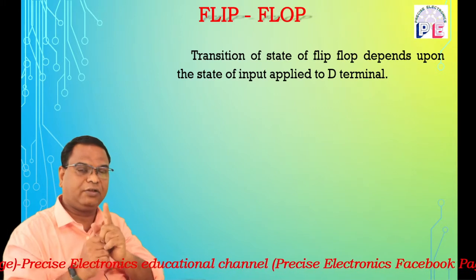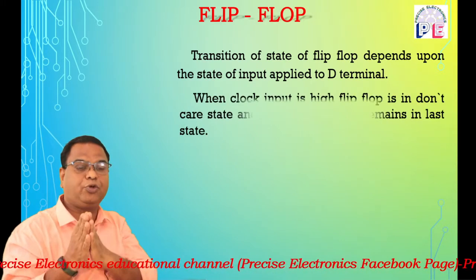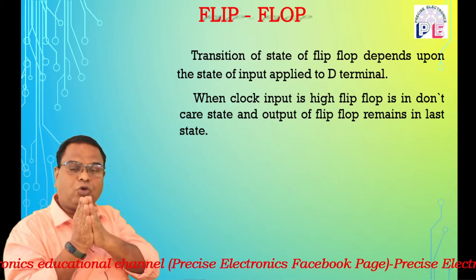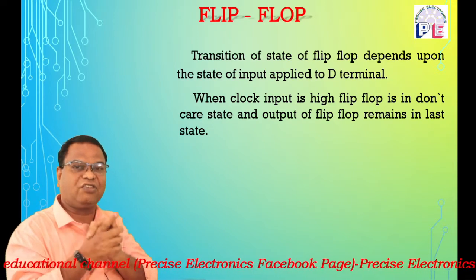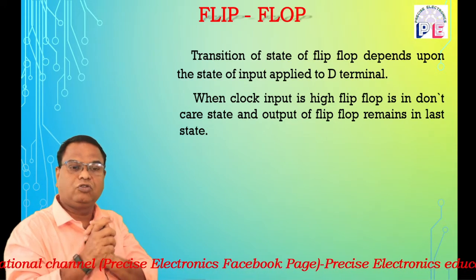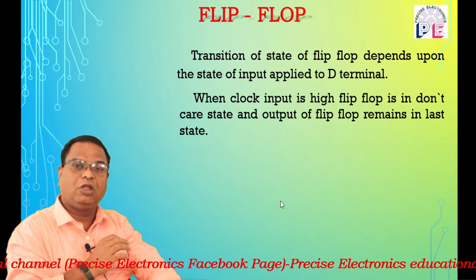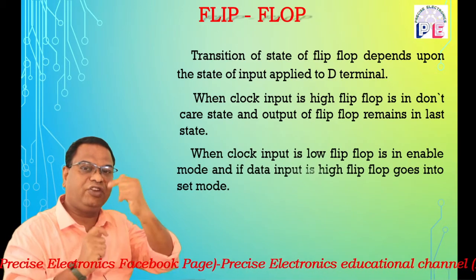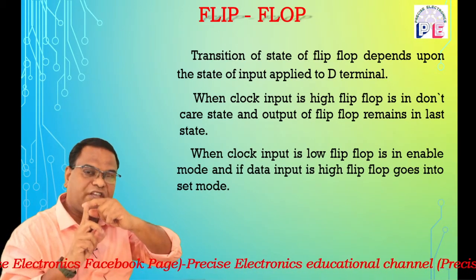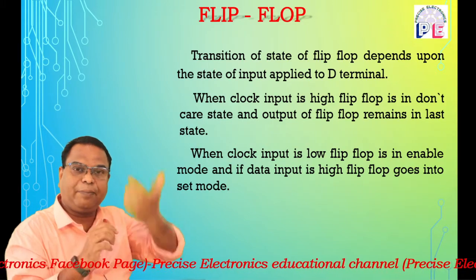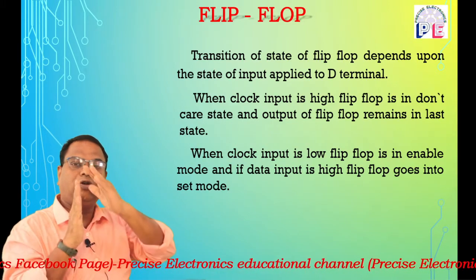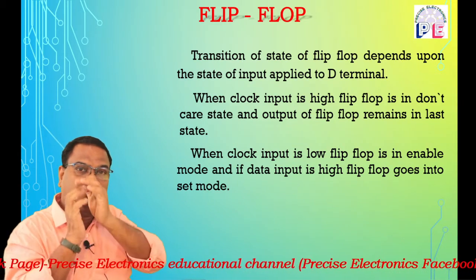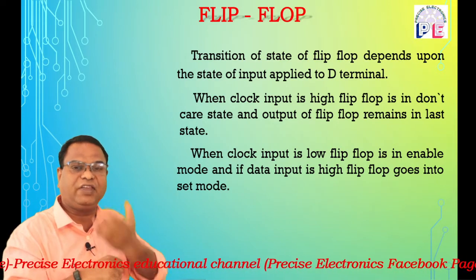When the clock input is high, the flip-flop is in disable mode and the output will not change. It remains in the last state, so the transition of state will not occur. Next, when the clock input is low, the flip-flop is in enable mode. Why is it enable mode? Because this negative edge is converted to a positive edge and then applied to the clock terminal. So when the clock input is low, the flip-flop is in enable mode, and as per the state of the D input, the flip-flop is in set mode or reset mode.